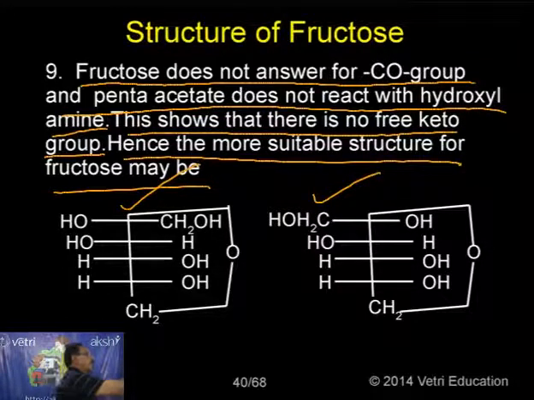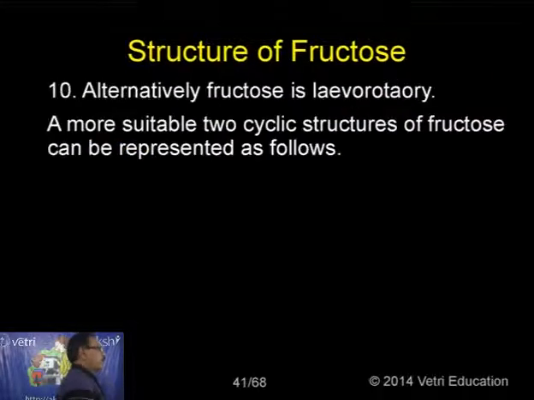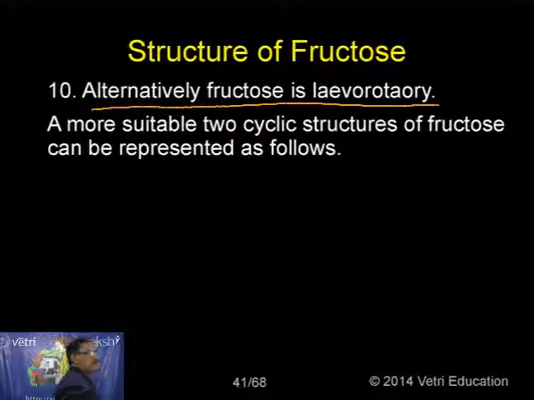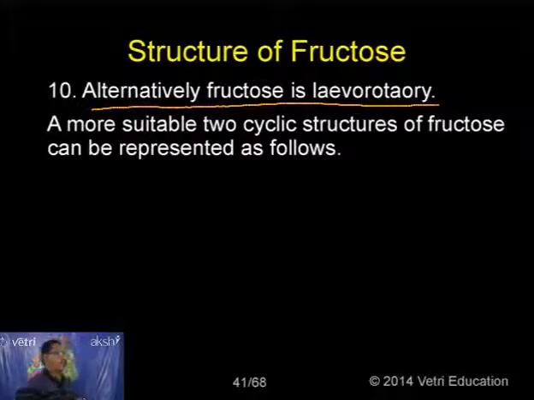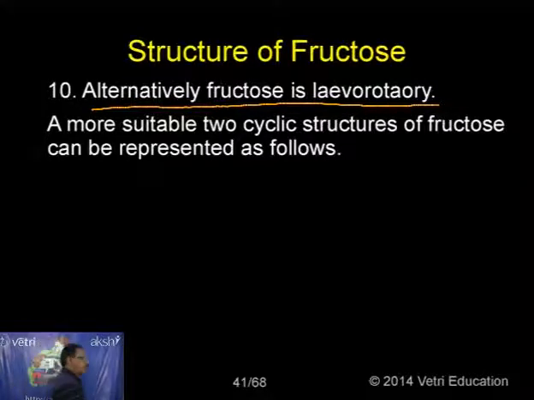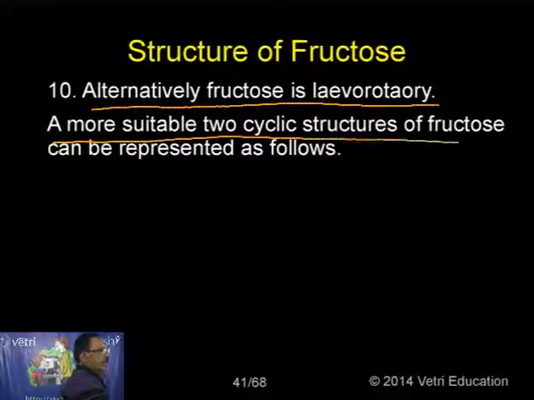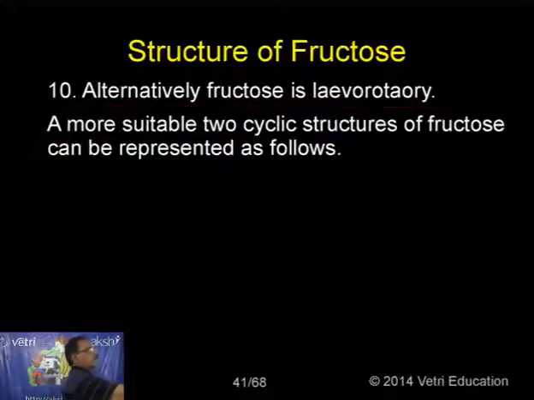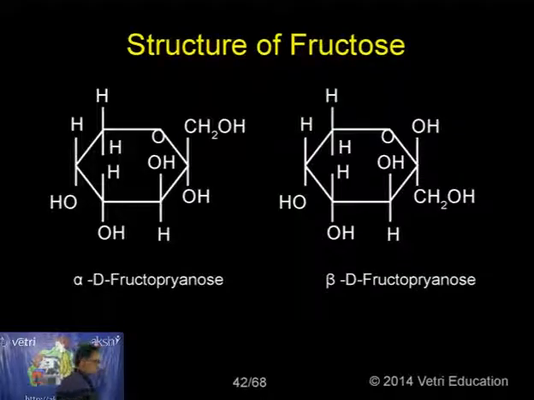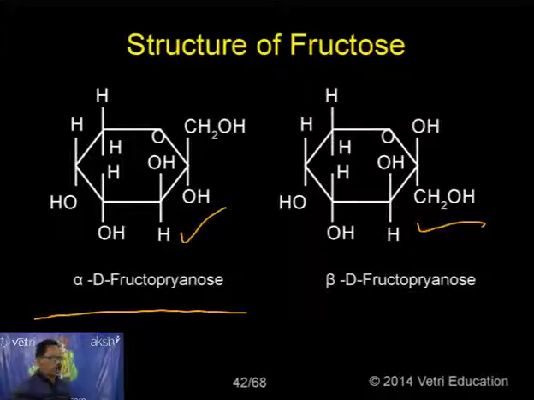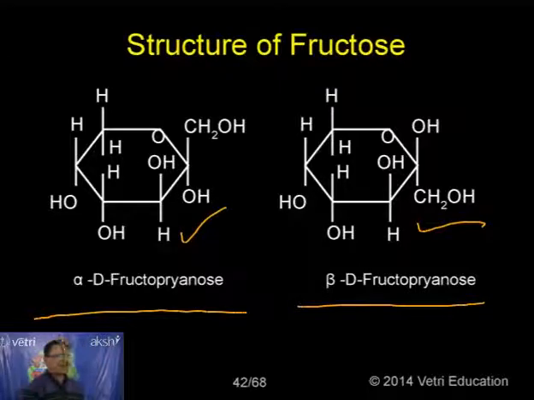Okay, let me go for the further. Alternatively, fructose is levorotatory. This is another interesting information. Glucose is dextrorotatory, whereas fructose is levorotatory. The more suitable two cyclic structures of fructose can be represented as follows. Kindly see the structure of fructose. This is structure 1, this is structure 2. This is alpha D fructopyranose, this is beta D fructopyranose.